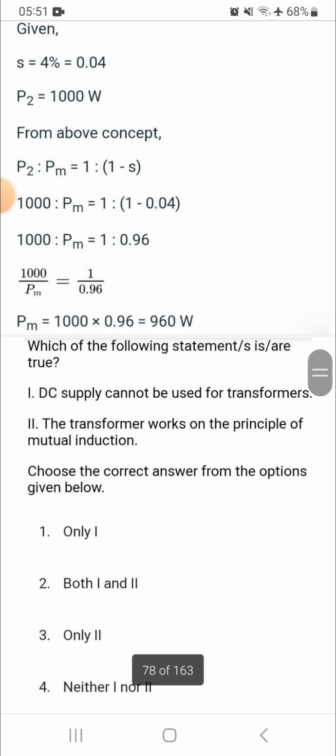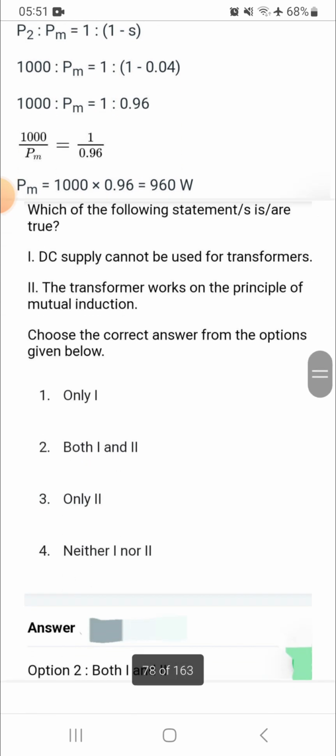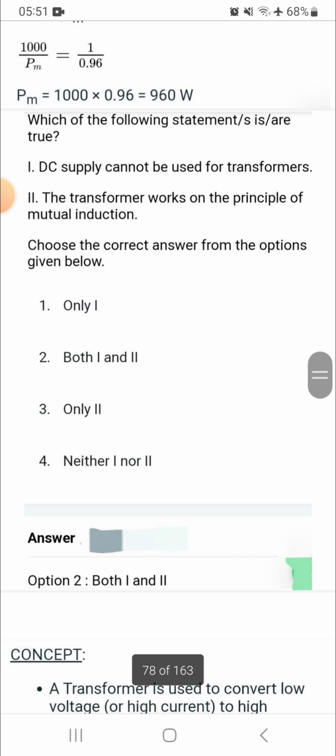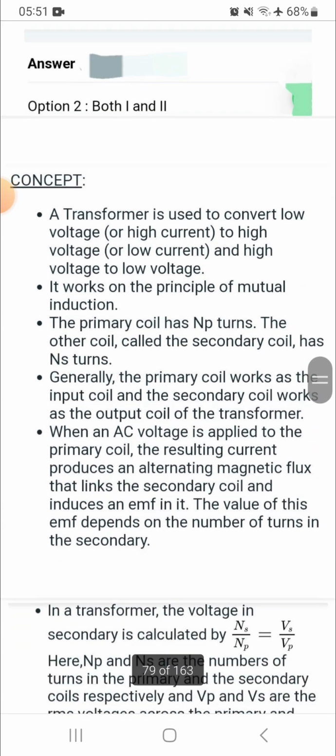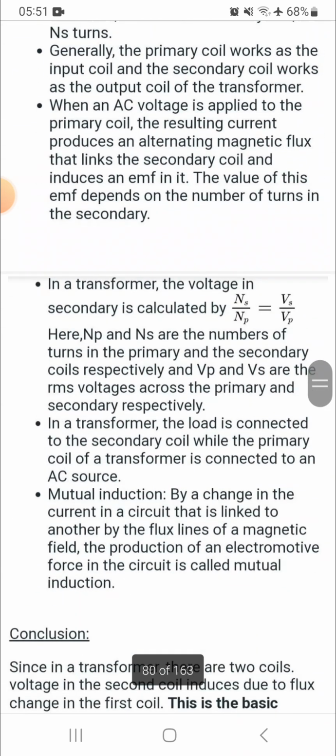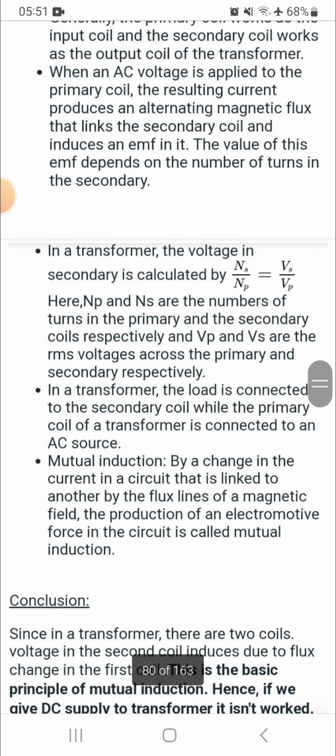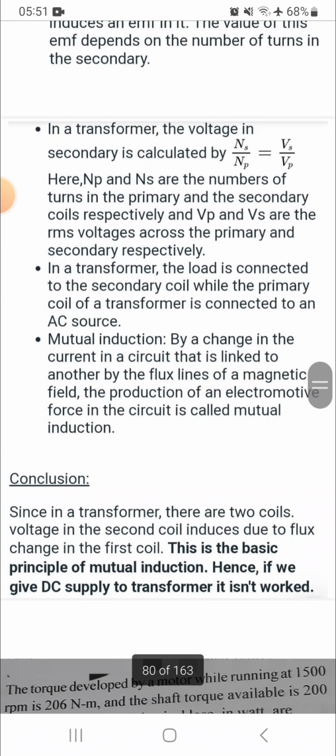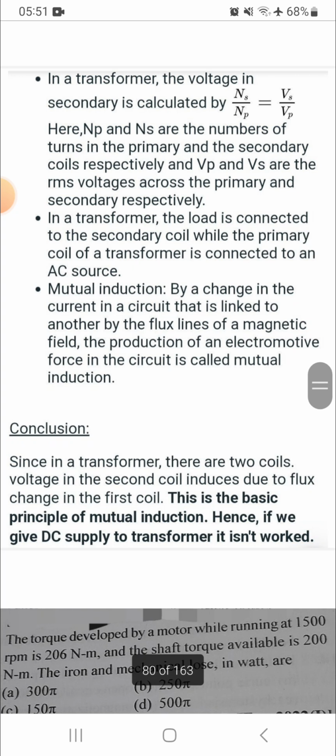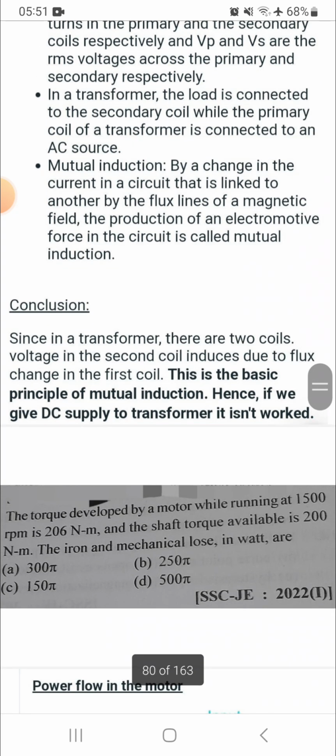Which of the following statements is true? DC supply cannot be used for the transformer. The transformer works on the principle of mutual induction. Both are true. Option 2 is the right answer. What is mutual induction? By a change in the current in a circuit that is linked to another by the flux lines of the magnetic field. This is the basic principle of mutual induction.